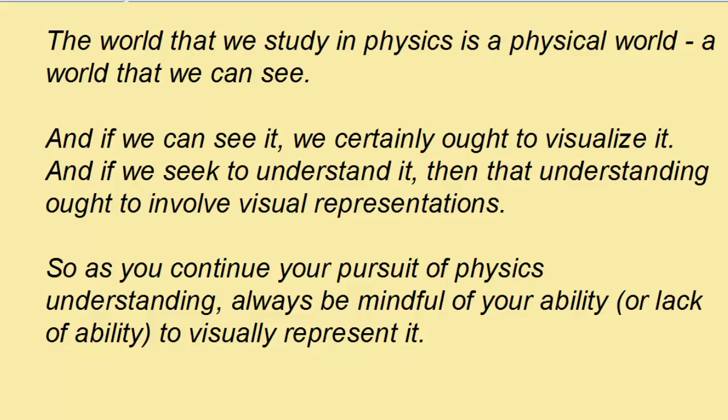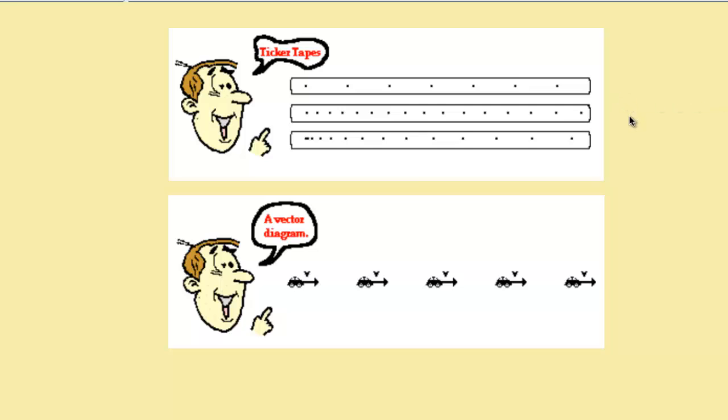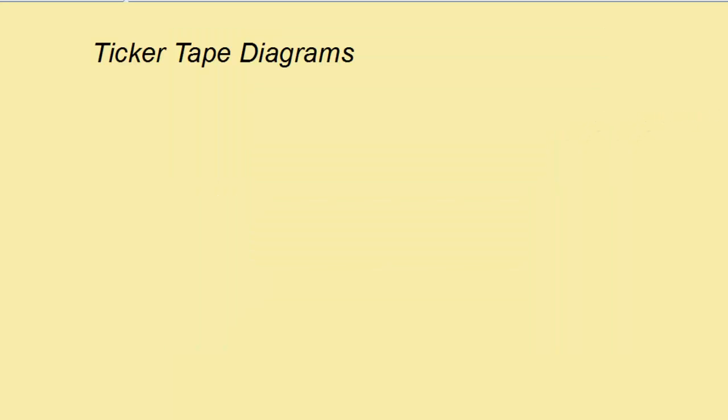And there are a couple of very common diagrams that we're going to use, and let's take a look at those real quick. Two types of diagrams that are in common use are ticker tape diagrams and vector diagrams, and let's take a look at both of those individually, and I think they'll make some sense. Let's start with ticker tape diagrams.